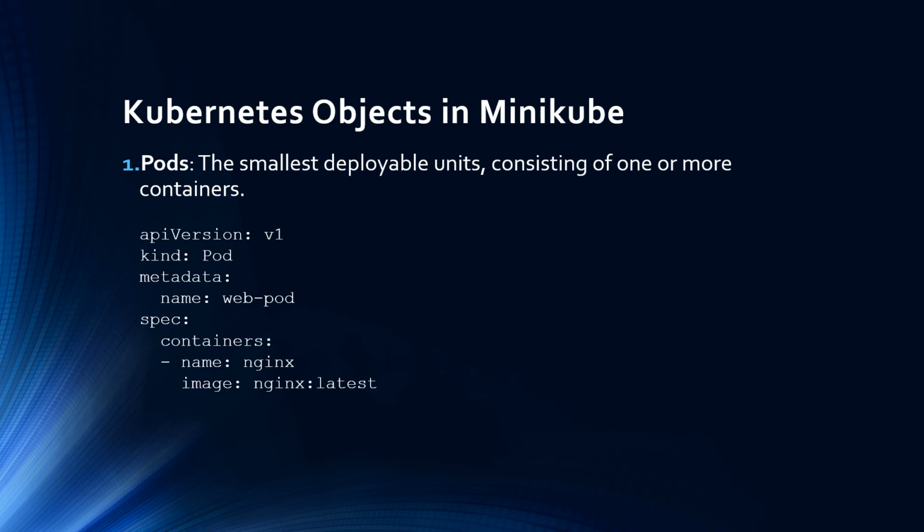Let's explore the fundamental Kubernetes objects you can work with in Minikube. Understanding these objects is crucial for developing and testing your applications locally. Pods are the basic building blocks in Kubernetes. In Minikube, you can deploy single and multi-container pods, test pod communication, experiment with pod lifecycle, and practice pod management. Here is a simple example.